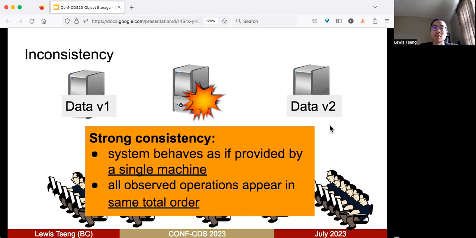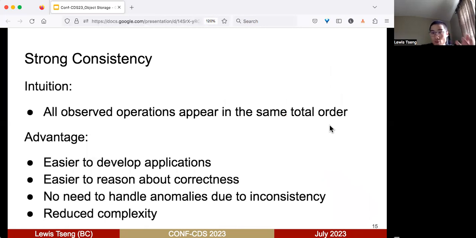It's called the consistency property. And in this talk, I'm focused on strong consistency, meaning that the system behaves as if it's a single machine. In other words, all the observed operations, read, write, and remove, appear in the same total ordering, even though we have multiple machines and multiple clients located in different places. So again, what's strong consistency? The intuition is that you have the same total ordering for everyone.